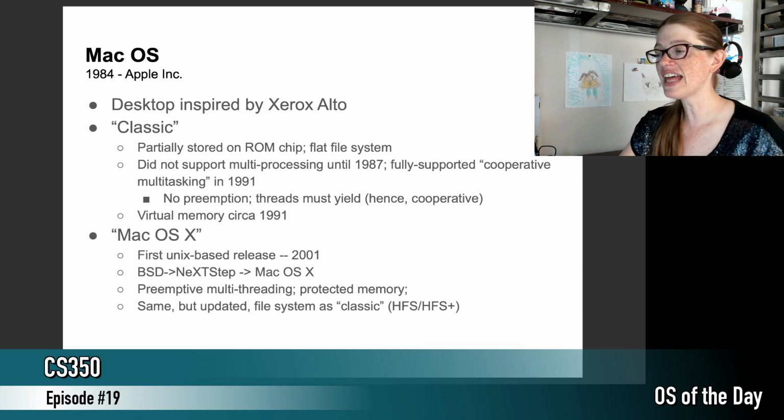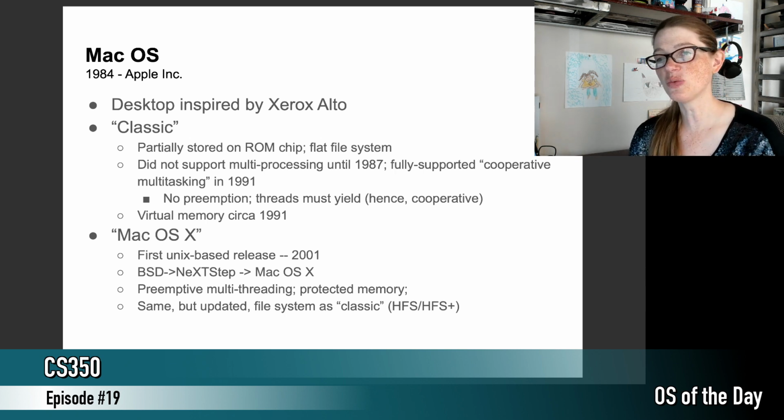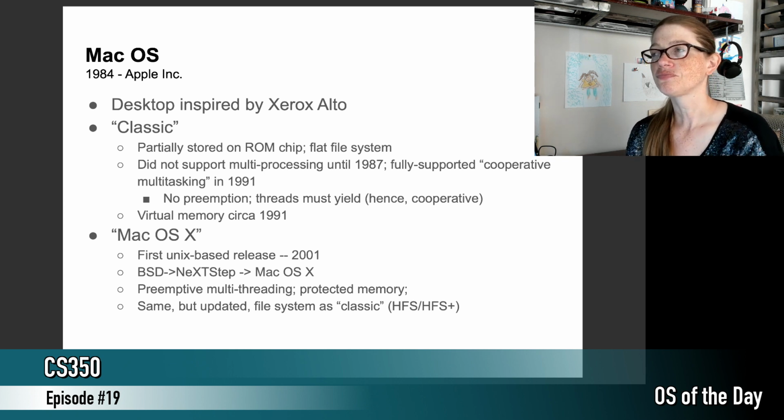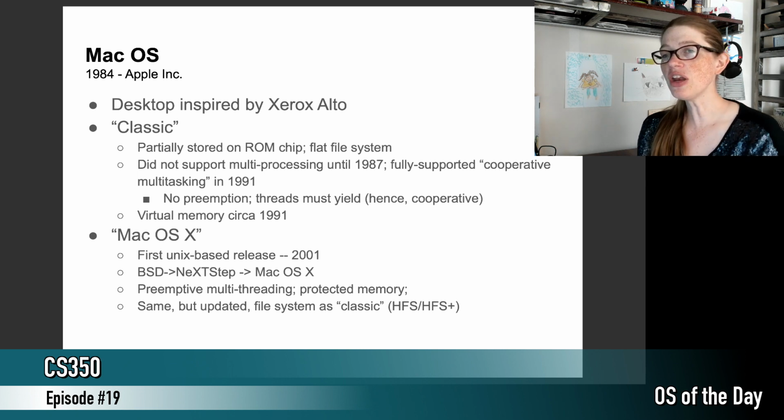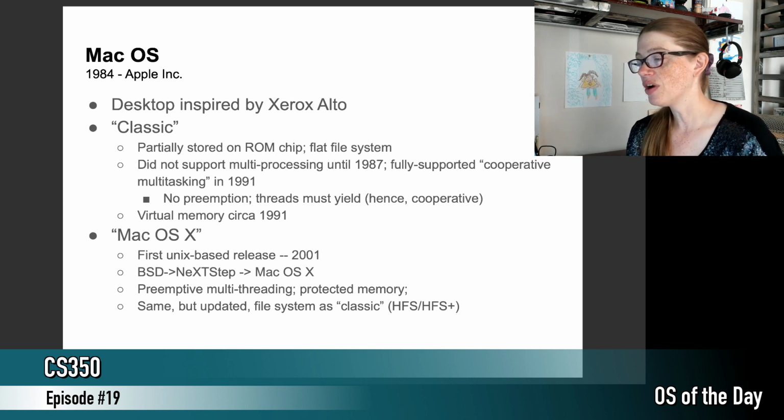Now, another interesting thing is that even though it was released in 84, they didn't actually support multiprocessing until 1987. And even then, they didn't support multi-threading until 91, and even at that point it was cooperative concurrency. And if you remember, cooperative concurrency is when the user programs actually have to voluntarily yield. So there's not going to be any preemption here. You yield, you block, or you exit, and those are the ways that you get the sharing.